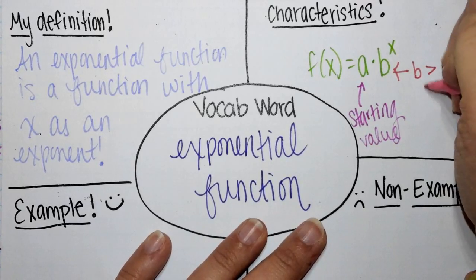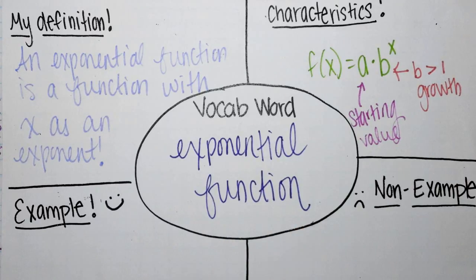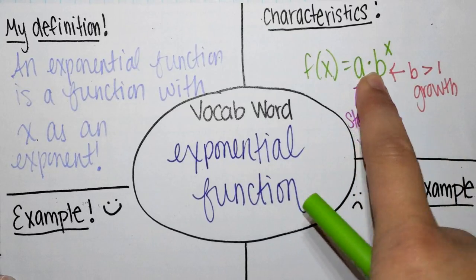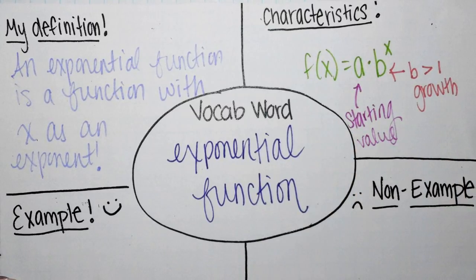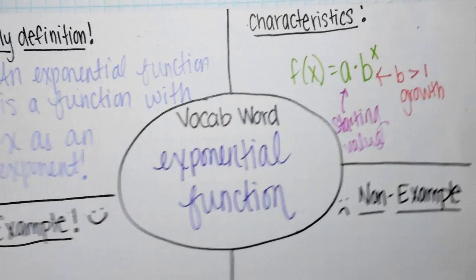If it is greater than 1, it's a growth. Now, B always has to be greater than 0, and it cannot ever equal 1 because 1 to any exponent is 1. So if it's greater than 1, it's a growth. So if B was 2, would that be a growth? 3, 4, 1/2. Why? 1/2 is not greater than 1. Fantastic.